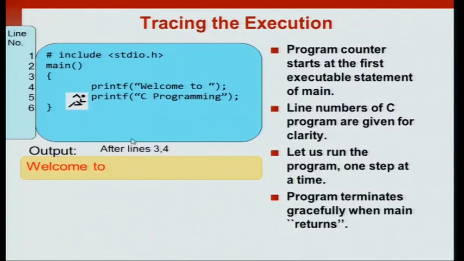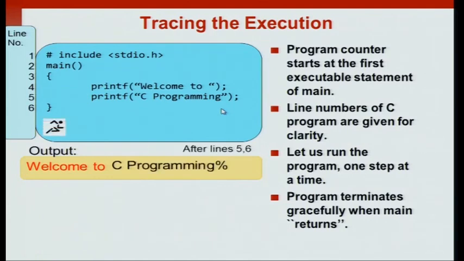Okay. So first we execute the first line of the code. After we are done executing lines 3 and 4, the message welcome to will be printed on the terminal. This will be followed by the next line. So the next line says C programming. After the next line executes, it will print C programming. I've given this in two different colors to highlight that one was printed by the first line and the other was printed by the second line. Otherwise the colors have no special meaning.